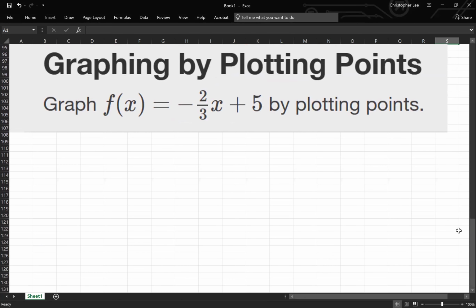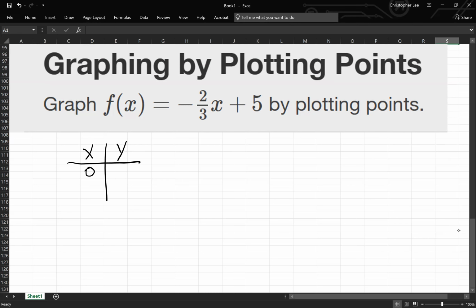So in this example, I want to graph f of x is equal to negative 2 over 3x plus 5 by plotting points. I could pick whatever I want to go in here. Watch what I'm going to pick. I'm going to make a little chart, x and y. I'm going to keep it simple and plug in 0 for x.